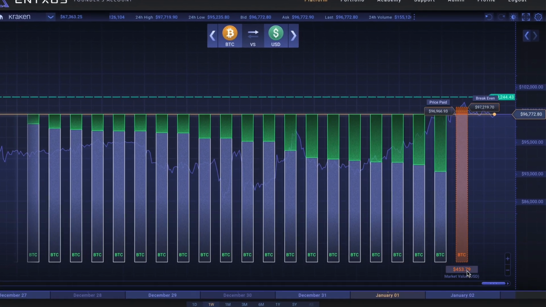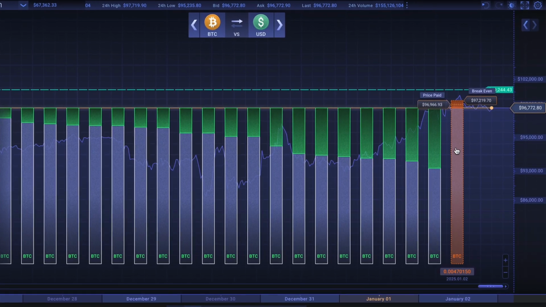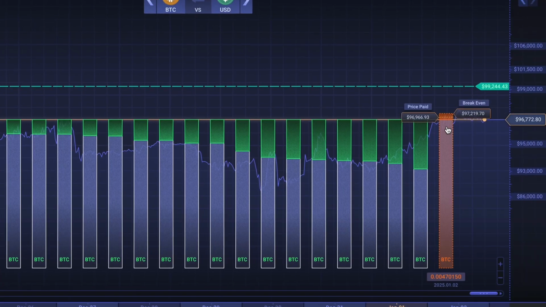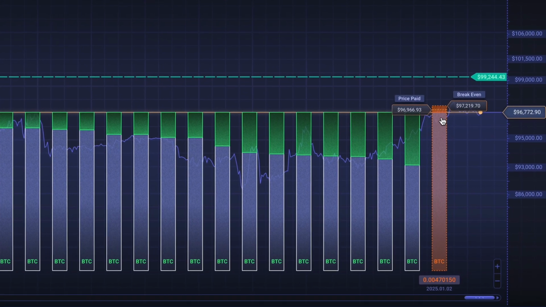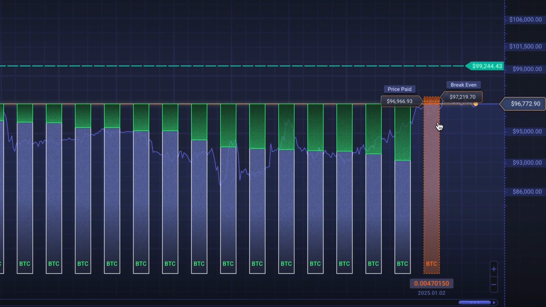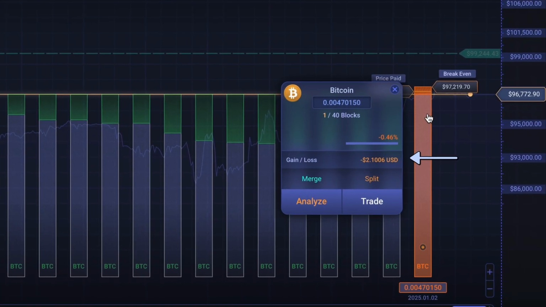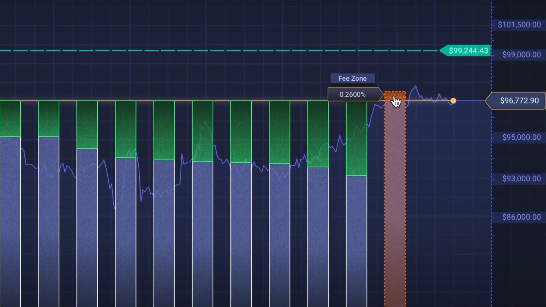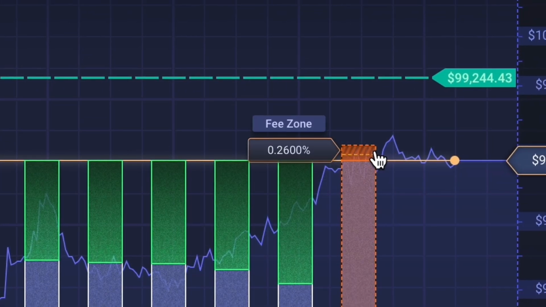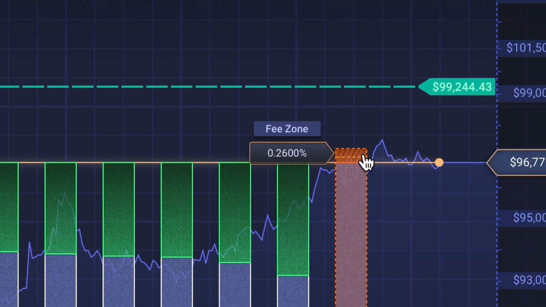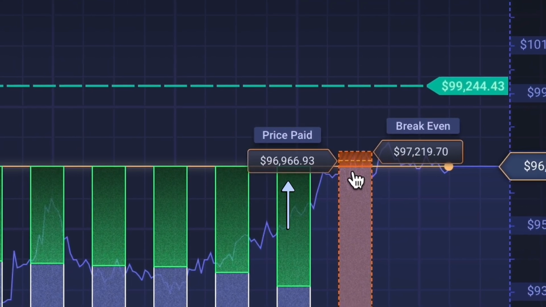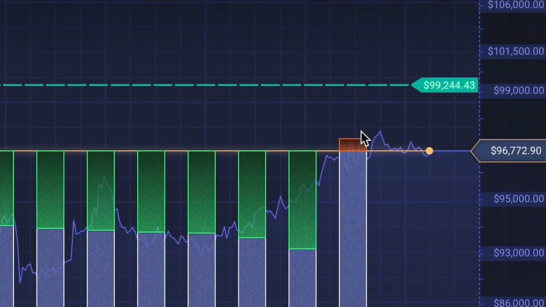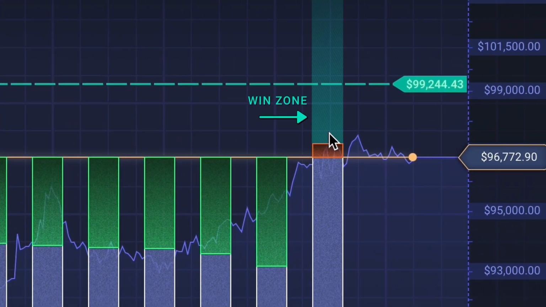After the trade fills, we can see that this BTC block shows a slight loss against USD. This is due to the trading fee incurred during the transaction, as well as the fact that if we were to immediately trade back to USD, we'd incur yet another fee, which is reflected in the fee zone. The fee zone represents the necessary price increase required to go above the price paid in order to achieve the break-even point and to enter into the block's win zone.